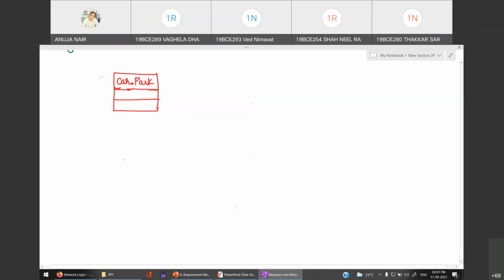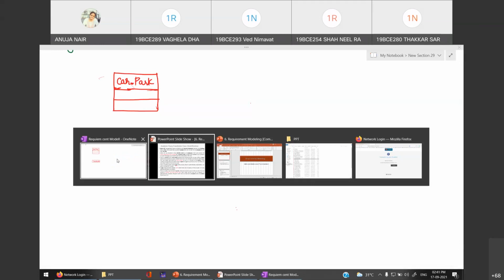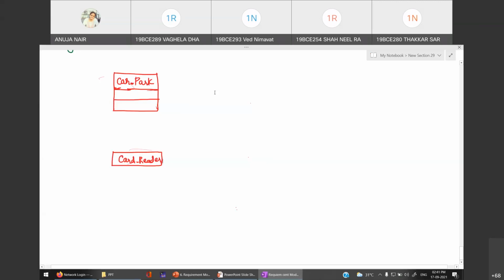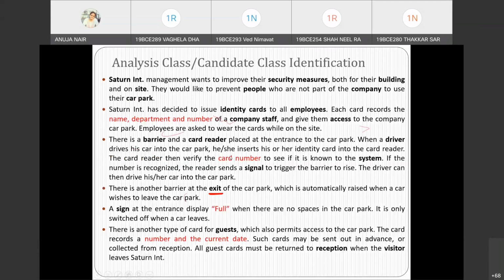Now I want to make a card reader. So I made a card reader. Now in card reader, again, I will have some variables and some methods. Now let's go back. Is there any variable for car park listed in the question? Any variable for car park? Card number is a variable of card. So nothing for car park, right?